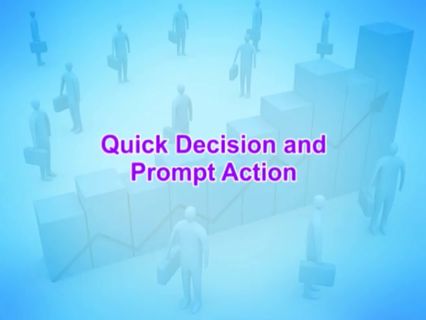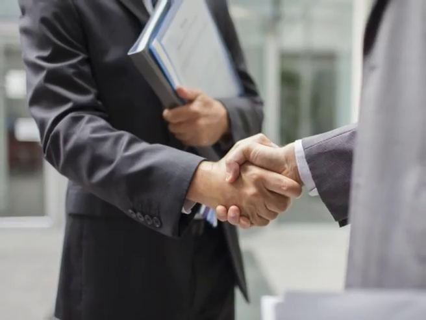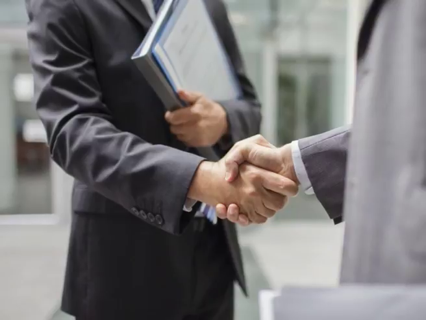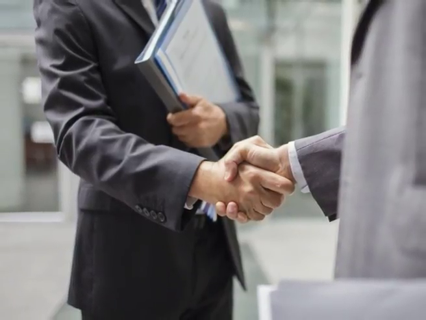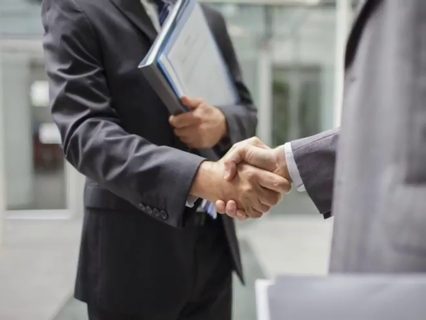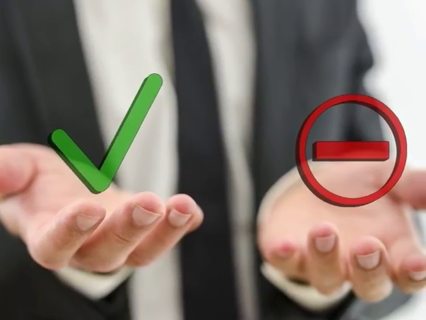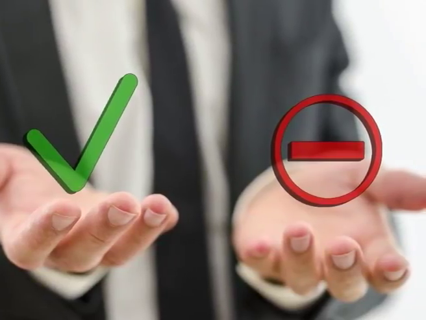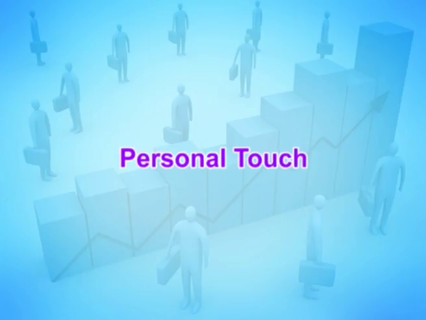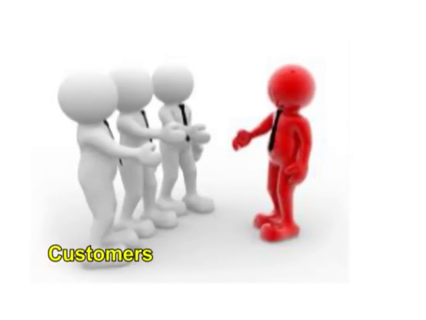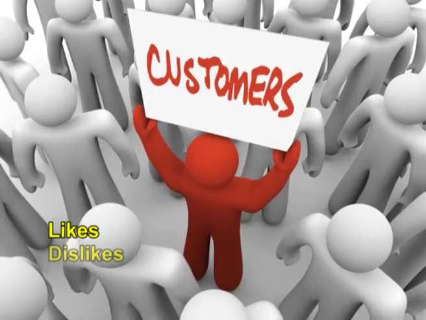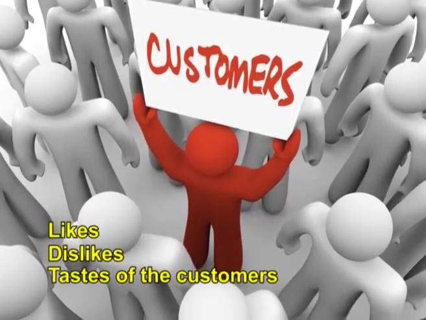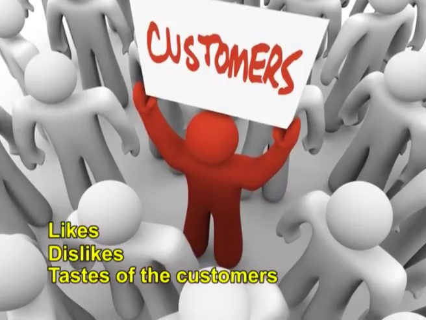Quick decision and prompt action. As stated earlier, nobody interferes in the affairs of the sole proprietary organization, so he or she can take quick decisions on the various issues relating to business, and accordingly prompt action can be taken. The next one is personal touch. Since the proprietor himself handles everything relating to business, it is easy to maintain good personal contact with the customers and employees. By knowing the likes, dislikes and tastes of the customers, the proprietor can adjust his operations accordingly.